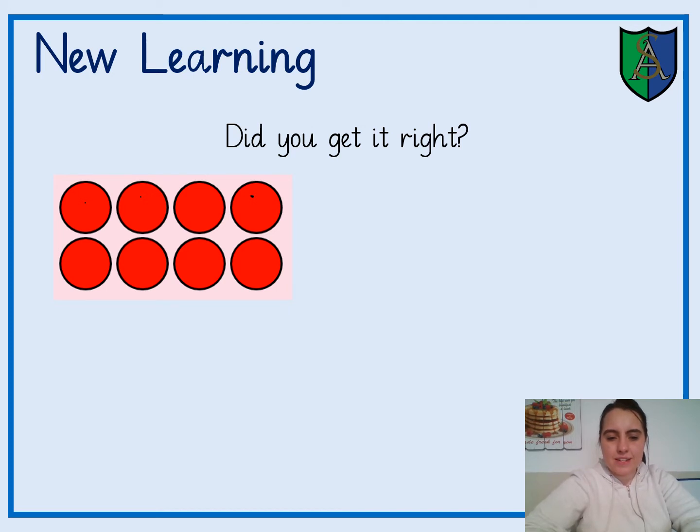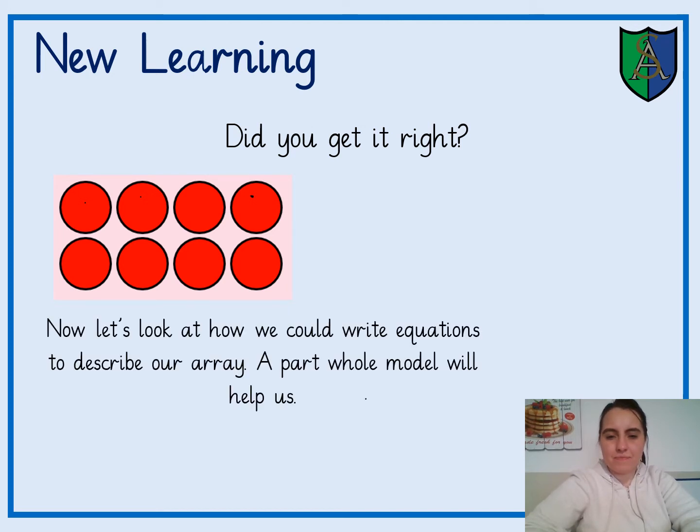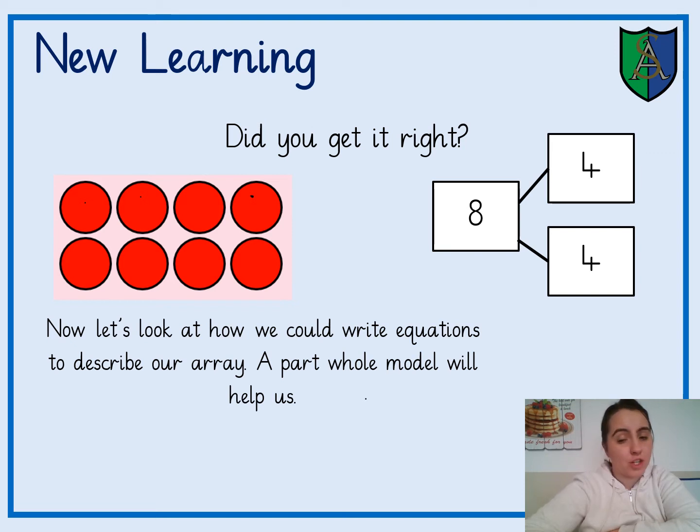Now, let's have a look. How could we describe this array then? Okay, we're going to look at how we could describe it in different ways. So we could use our part-whole model. The whole is 8 because there are 8 dots altogether, and the parts are 4 and 4 because there are 4 on the top row and there are 4 on the bottom row.